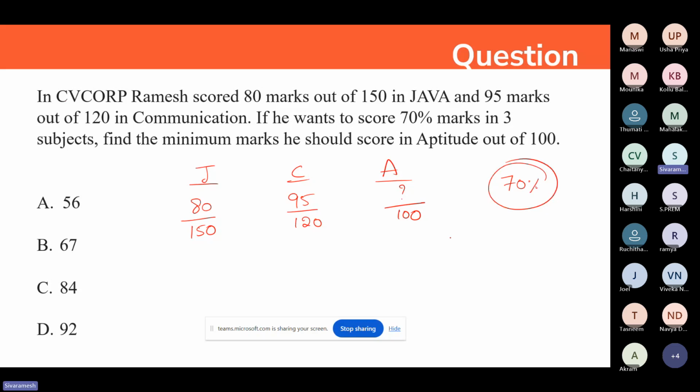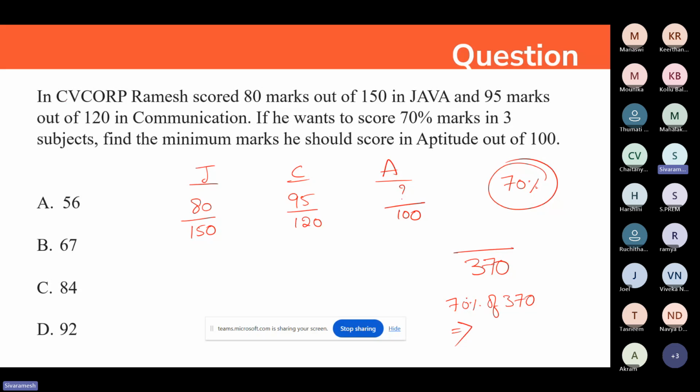Okay, total marks will be 150 plus 120, which equals 270. Can I say that it is 370 marks which they have conducted exam for? Okay, total 370 marks. Now I need to score 70% marks in overall. So what is 70%? 70% of 370. This is what they are asking us to find.